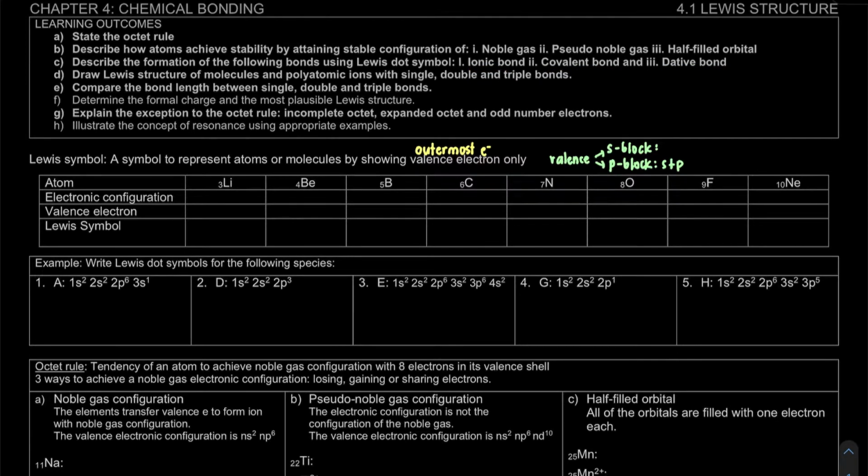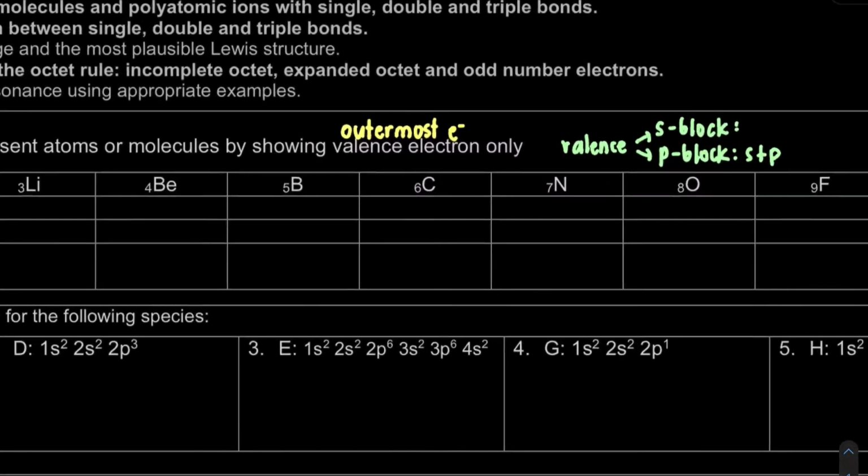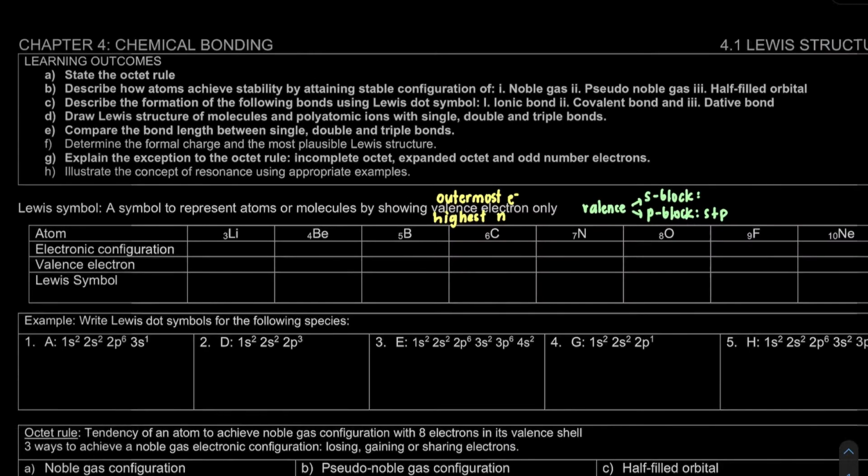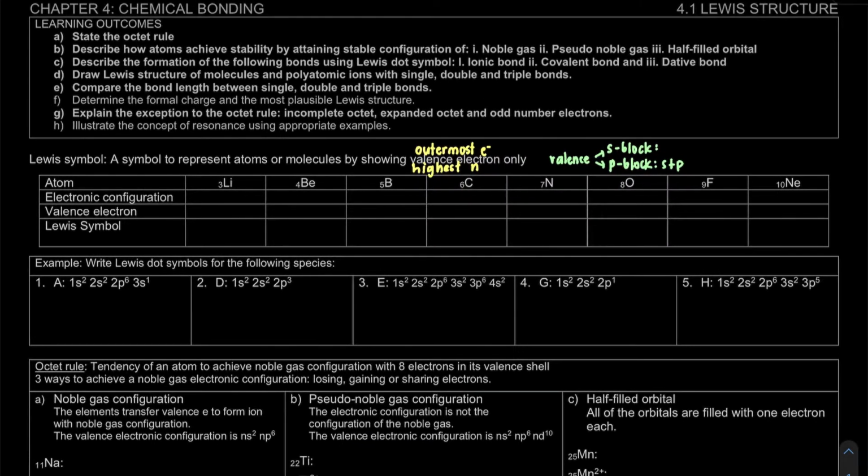So first things first, before we dive into chapter 4, we're going to learn about the Lewis symbol itself. The Lewis symbol is a symbol to represent atoms or molecules by showing valence electrons only. Again, valence electron is the outermost electron. Usually, what I always mention to you is the highest n, which is our valence electron itself.